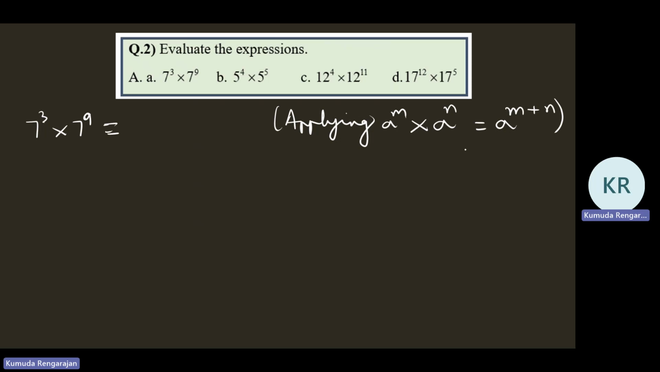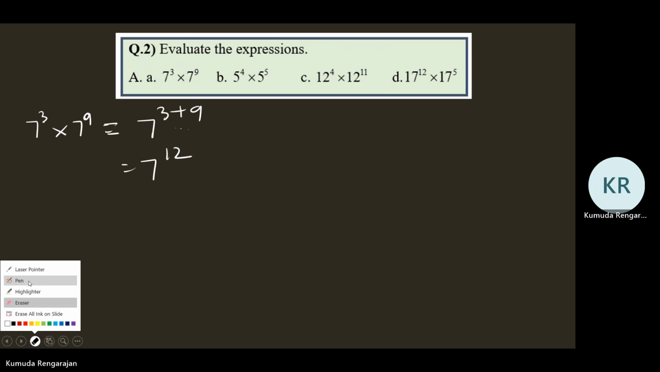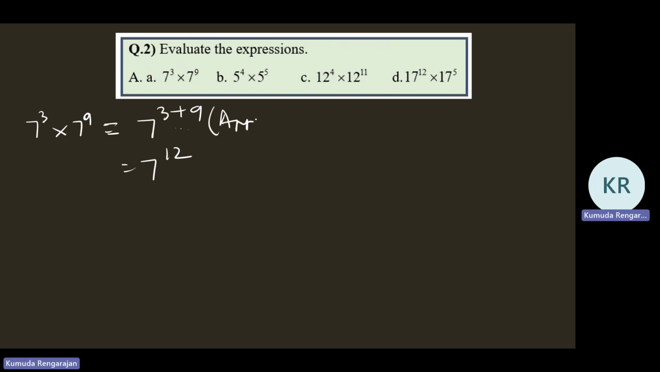So you should write that rule you use in a bracket and mention it. Applying this rule. Now work out the answer here. What is it? 7 raised to the power 3 plus 9, that is equal to 7 to the power 12. That's all. You don't need to write so much. Write this and then write it beside. What happened, boys? Are you laughing? Applying a to the power m into a to the power n is equal to a to the power m plus n. You must write the reason beside it, compulsory. You must write the rule or the law you're using.